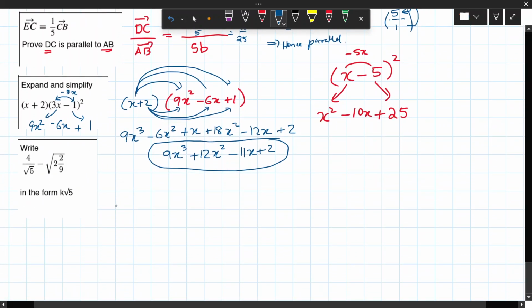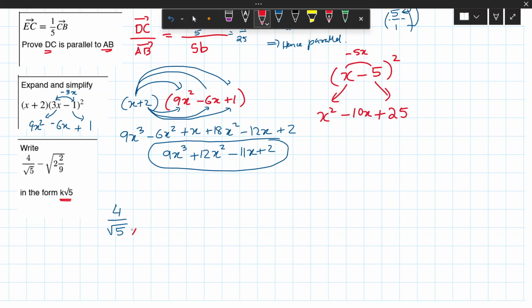Next one is a question on surds. So 4 over square root 5. Well, first let's rationalize that, because at the end we don't need any surds hanging in our denominator. So if we do that, we would get 4 root 5, and the denominator just becomes 5. So first one is sorted.